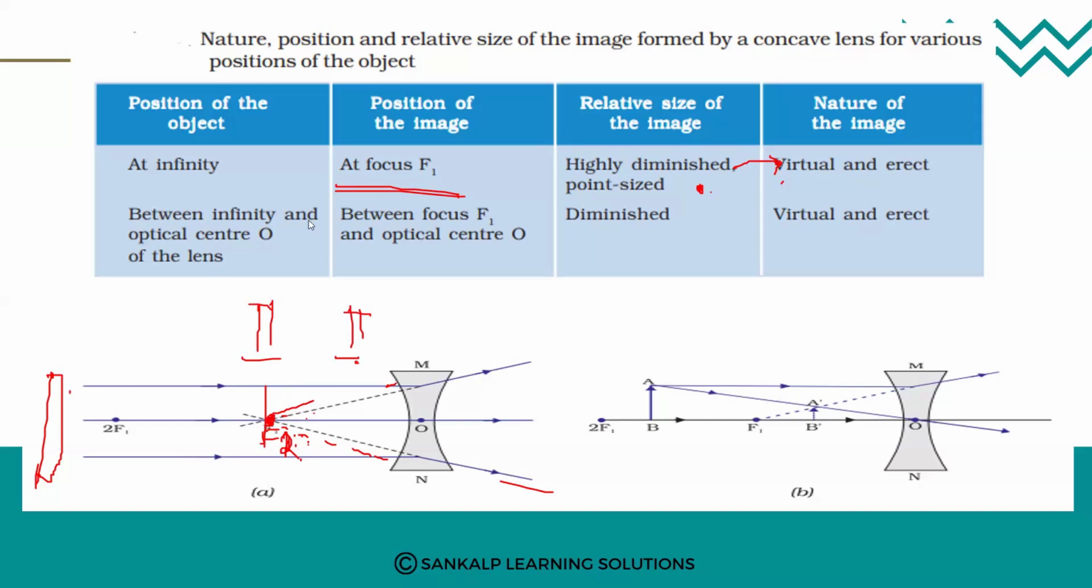So between infinity and optic center O. In the second case we are placing the object between infinity and optic center O. That means between focus F1 and optic center O we are getting our image, that is A dash B dash, and it is also diminished and this is virtual and erect.